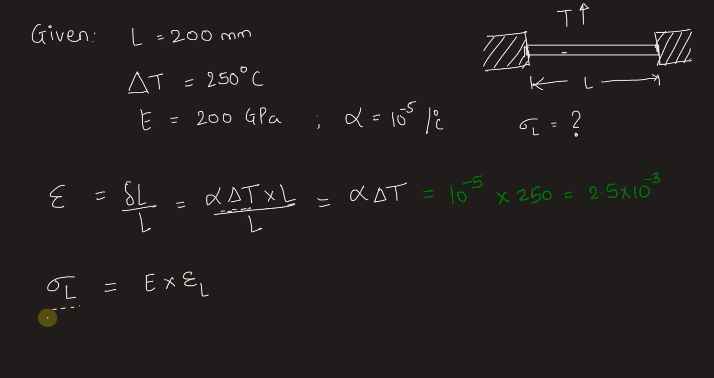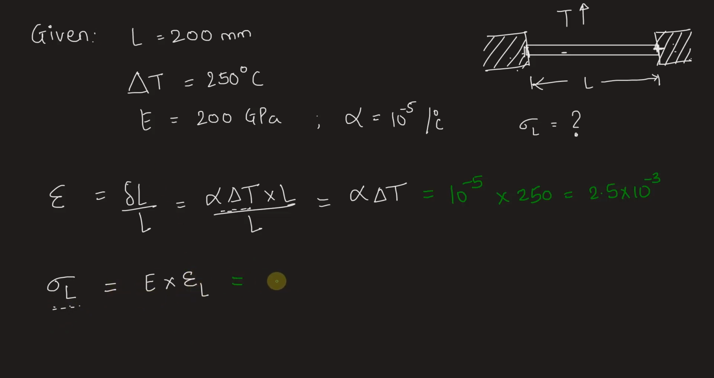This stress would have been 0 if there was no resistance to the expansion. But because this rod is placed between two rigid walls, the expansion of the rod or the change in length in this direction is being resisted by the walls. And therefore the stress is non-zero. We'll find it out using Hooke's law.